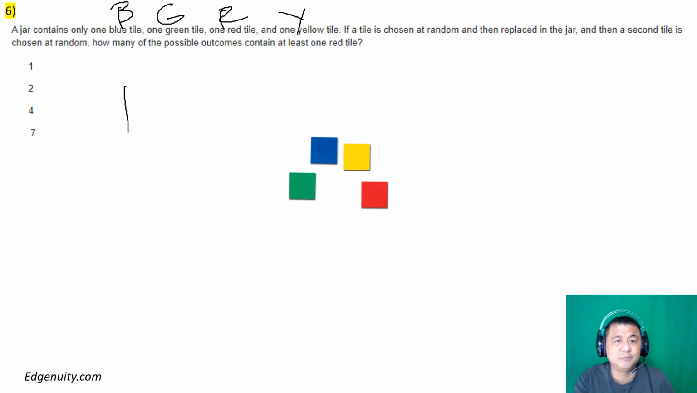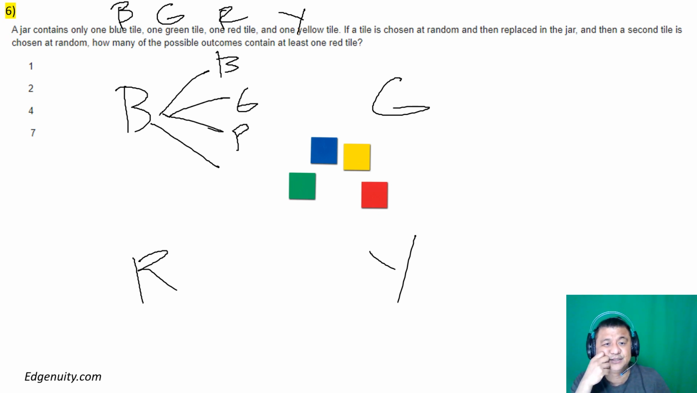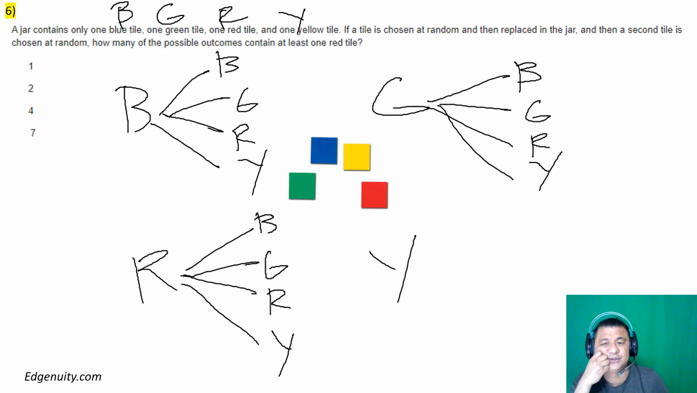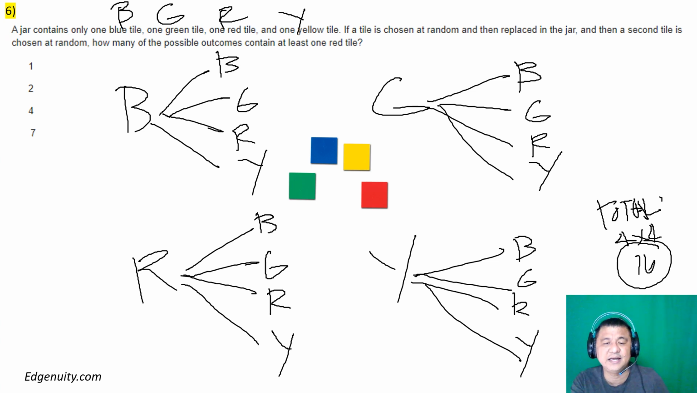So the first pick could be a blue, a green, a red, or a yellow. Okay, but after picking a blue, it could be followed also by a blue, green, red, yellow, right? First and the second. But if your first is red, your second could also be blue, could be a green, a red, or a yellow. If you chose a green, it could be followed by a blue, green, red, yellow. If you start with a yellow, the second one could be blue, green, red, and yellow. If you want the total outcomes, you could do 4 times 4, which is 16, but 16 is not what's being asked.